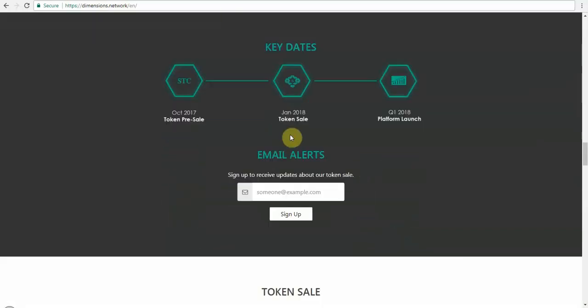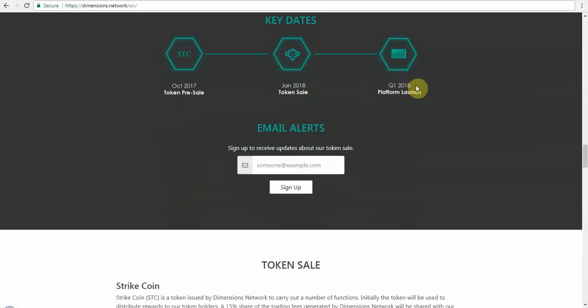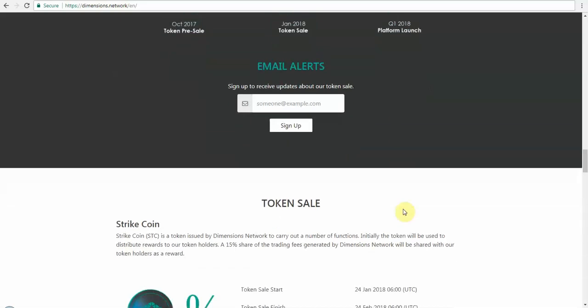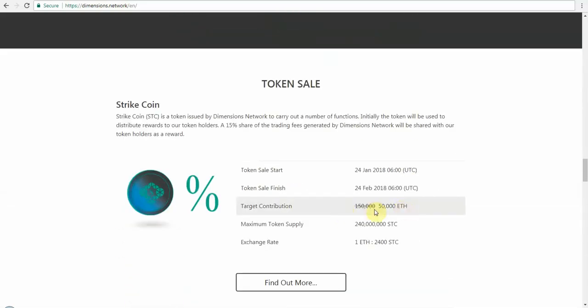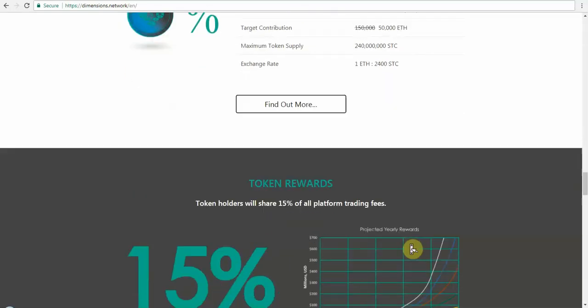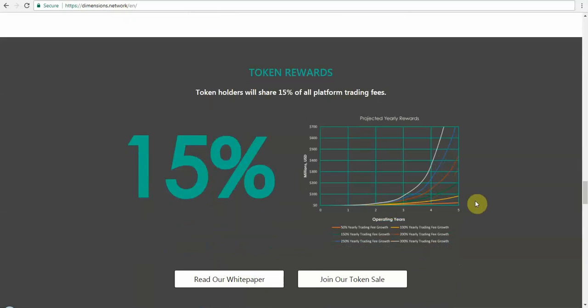So here are the key dates. The token sale starts on 24th Jan and they are willing to launch the platform sometime in quarter one of 2018. So for the token sale, they are planning to raise 50,000 Ether, and if you are willing to participate by paying one Ether, you will get 2,400 Strike Coins. And like I said earlier, the 15% of the platform trading fee will be shared with the token holders.